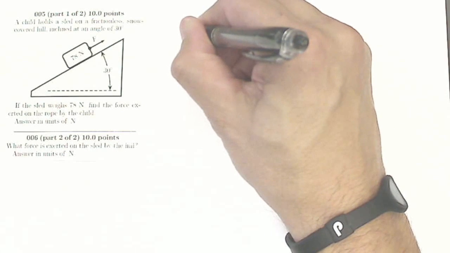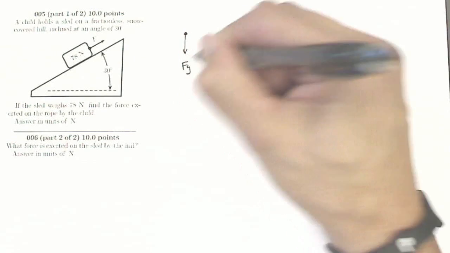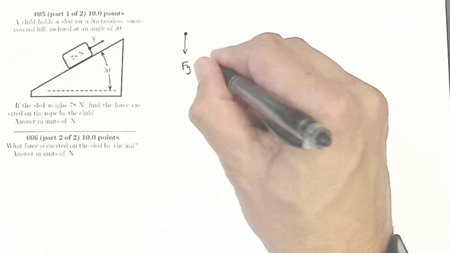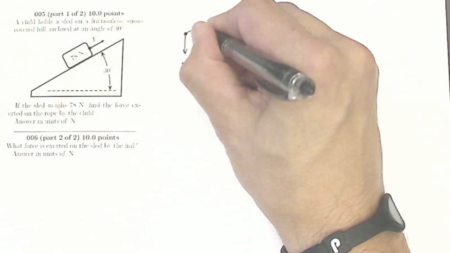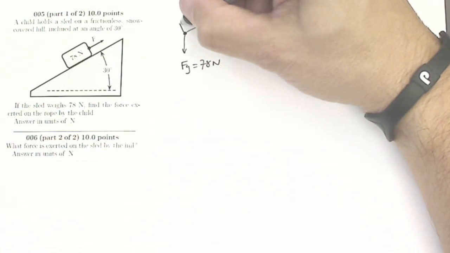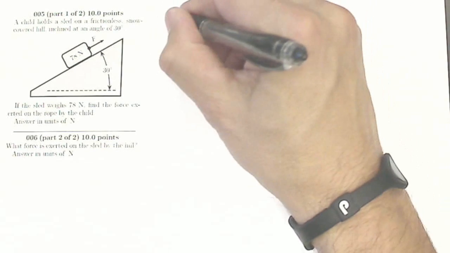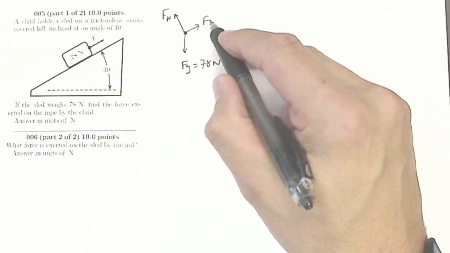So, free body diagram, what do we have? That's right, gravity straight down. And I already know that that's 78 newtons. I have a pull force up the ramp. And I have a normal force perpendicular. I'm looking for this one.